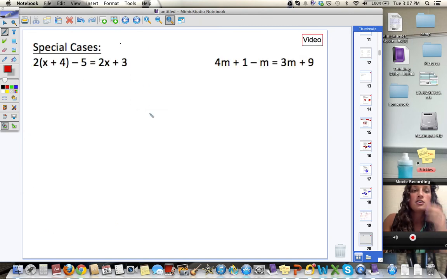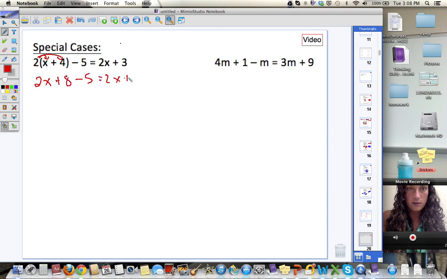Alrighty. Special cases. So let's first solve them out and we'll see what that looks like. So first I'm going to distribute, get rid of my parentheses. So I'm going to have 2x plus 8 minus 5 equals 2x plus 3. I'm going to combine my like terms. I have a positive 8. I have a negative 5. So I'm going to have 2x, 8 minus 5 is a plus 3.